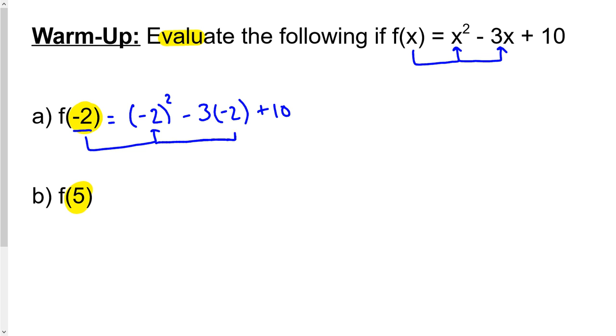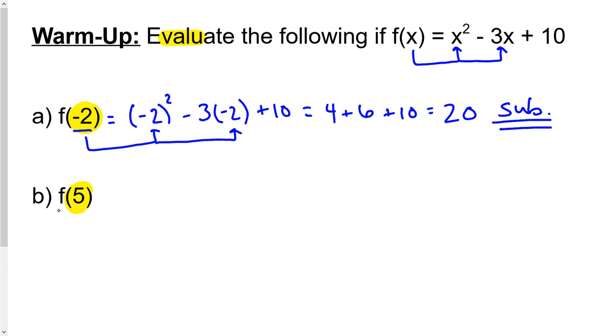So if we do a little bit of basic arithmetic here, we're going to remember that a negative value squared is positive, so -2 squared is 4. 3 times -2 is -6, minus a -6 becomes plus 6, and then we got plus 10. So 4 plus 6 plus 10 is just 20, okay? So by this process, what we're doing is we're using what's called substitution, okay?